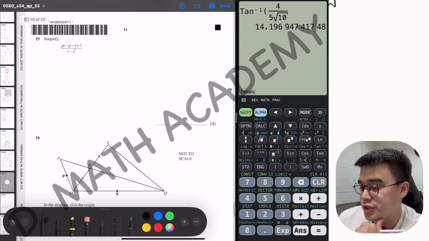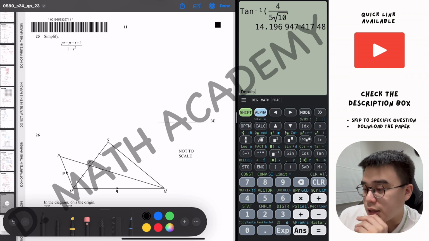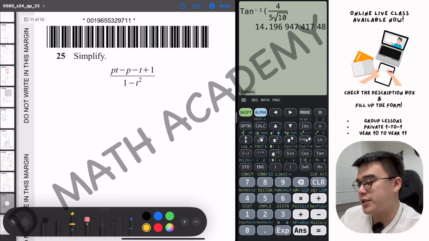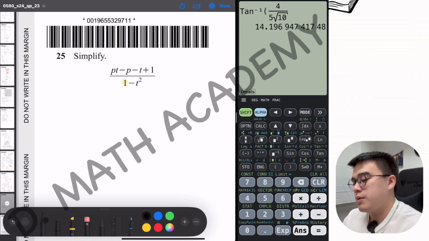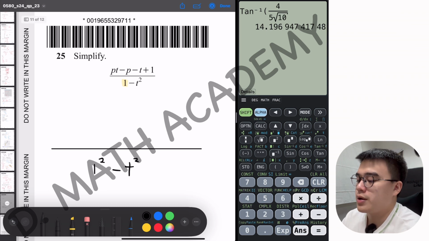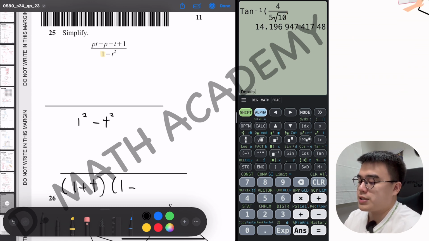So last two questions. Okay, then this is the end. Okay, details. First thing I noticed is the 1. Please take note, if it's 1, it can be written as 1 square minus t square. Okay, we'll actually sort out the denominator first, having a 1 minus t and a 1 plus t.